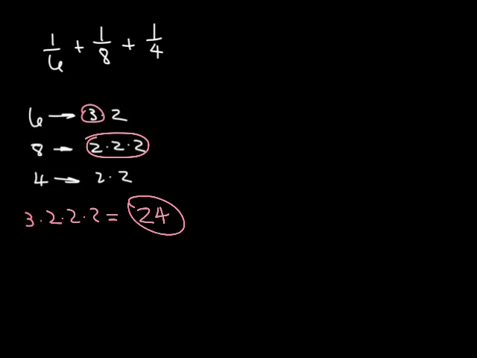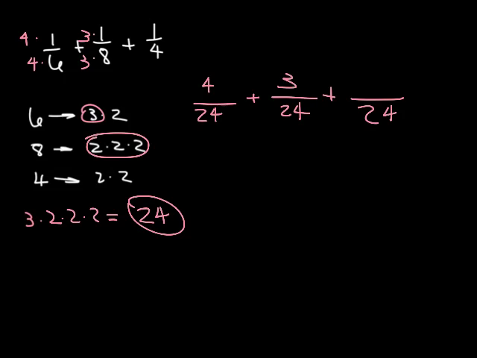Alright, so we're going to change the 6 to a 24. But what did we multiply 6 by to get there? So we multiply the top. And we're going to change the 8 to a 24. What did we do to get that 8 to 24? We multiplied it by 3, so we multiply the top by 3. And then the 4 becomes a 24. What did we multiply the 4 by? A 6, so we multiply the top by 6.